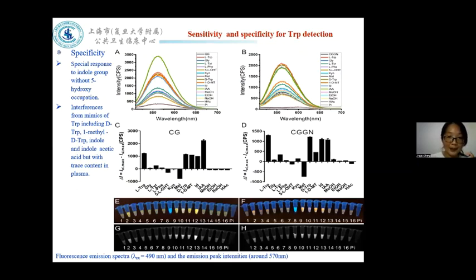However, it is fortunate to know that these substances usually have trace content in plasma. Therefore, their interferences may be neglected.